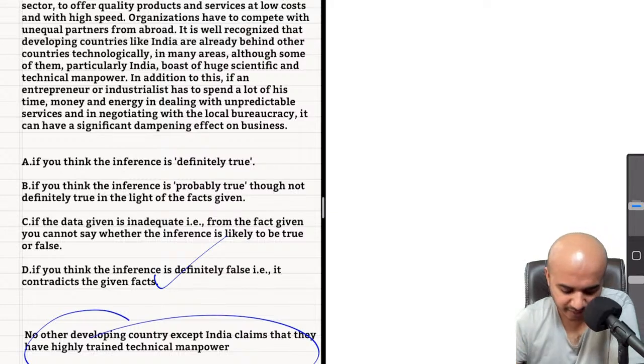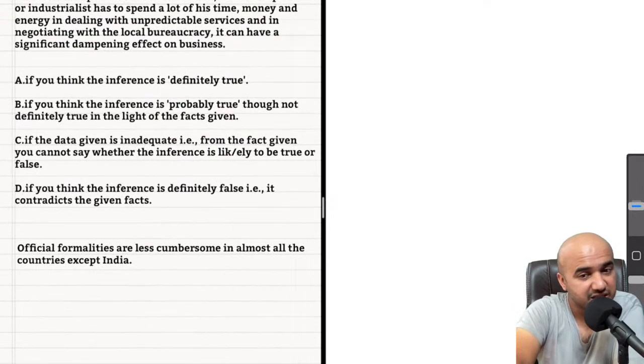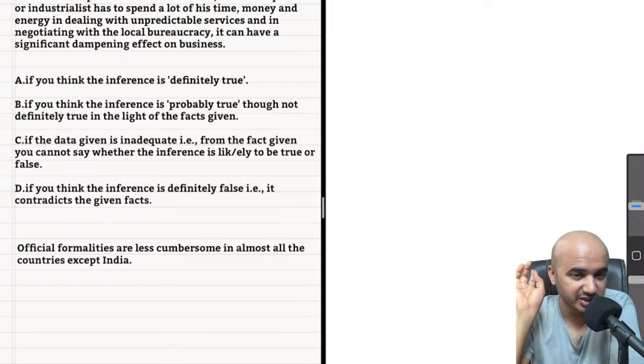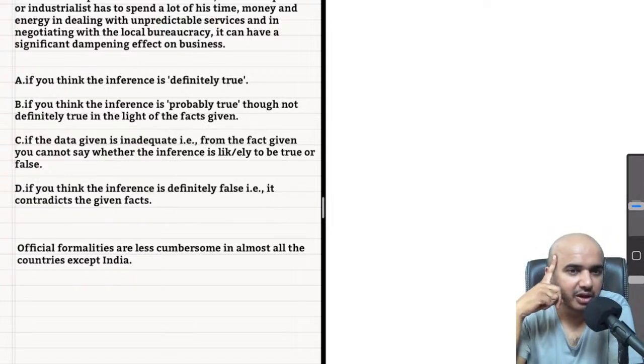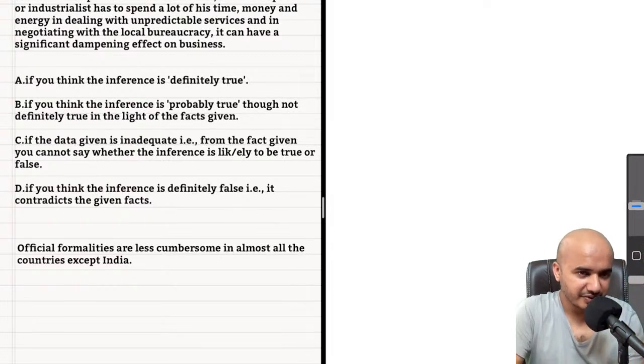Next, same paragraph but a different inference. Official formalities are less cumbersome in almost all the countries except India. Okay, this might be true for all we know, but not based on the passage. So this is something which you have to be careful about even in exam, because what is actually true in reality may not be the case in this paragraph. We have to only look at the data or statements given in the paragraph and then draw inference. We cannot draw inference from our knowledge.